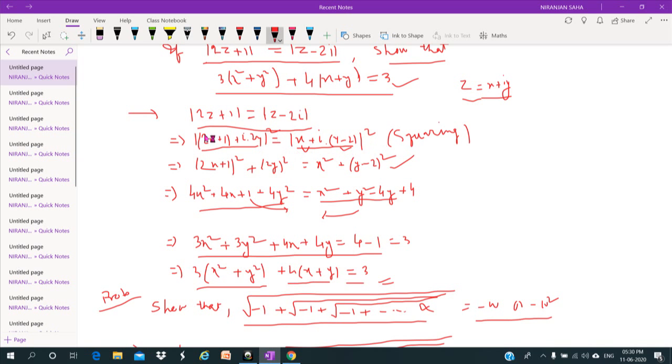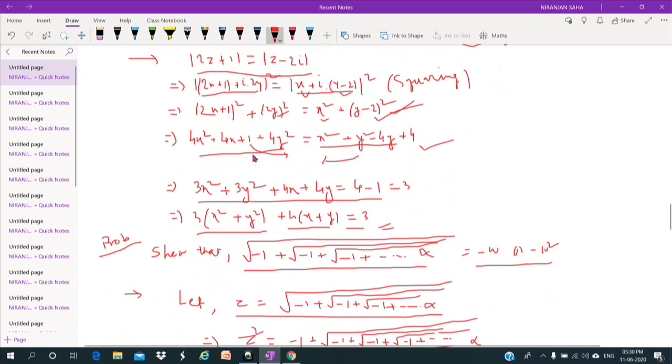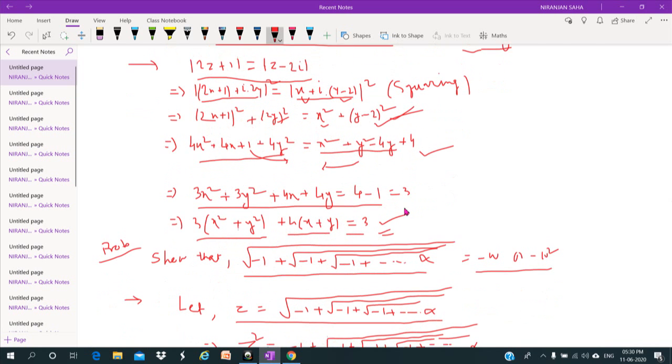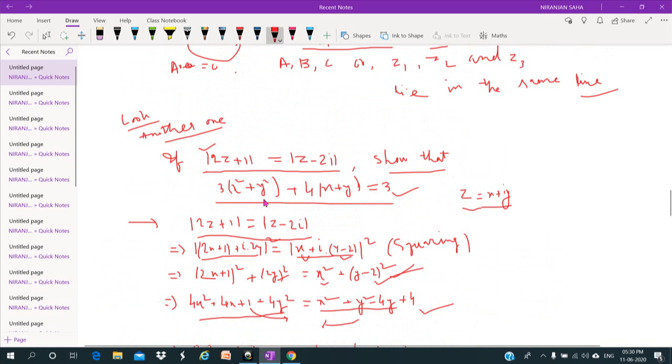Then we will square both the moduli. Then we have (2x plus 1) whole square, the real part whole square, plus the imaginary part whole square. Here also the real part whole square plus the imaginary part whole square. So if we now use the formula of (a plus b) whole square and (a minus b) whole square, we have this expression. Now if we rearrange this, then we will simply get the result asked in this question.